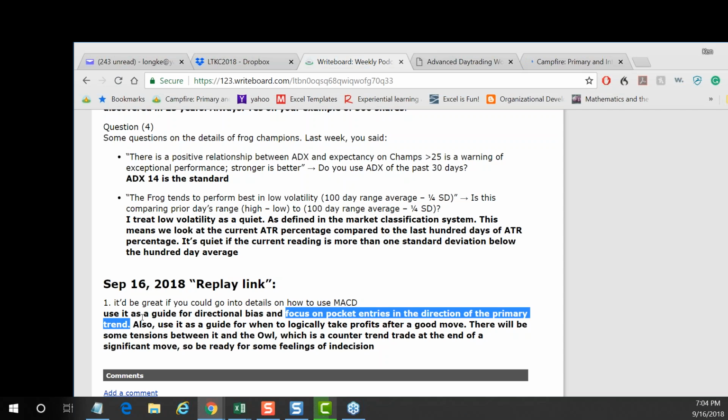By that I mean, if the MACD signal line is above the zero line, then you have a positive bias, a long side bias, and you should be looking to take pocket entries to the upside only. And if it's below that zero line, you should be looking to take pocket entries or failures to the downside only.